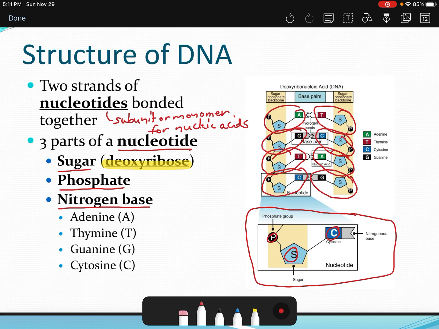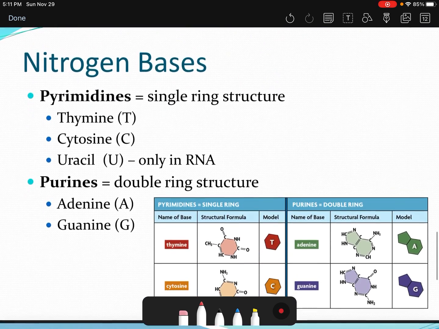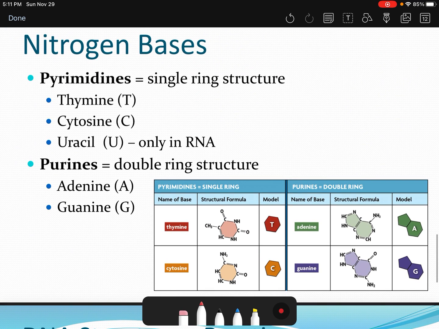How are they bonded together? Well, remember, they're held together by weak hydrogen bonds. C always goes with G, T always goes with A. Okay? So let's take a look at the specific nitrogen bases that there are.